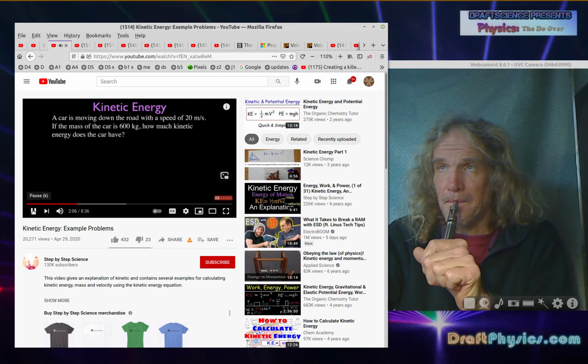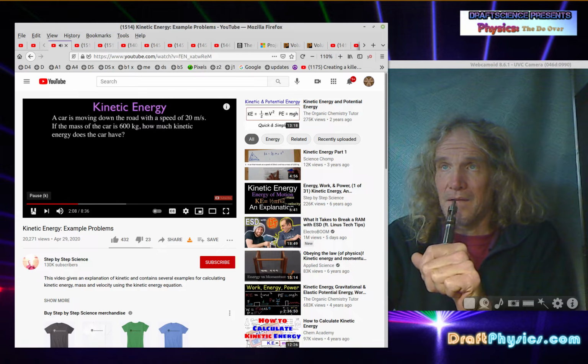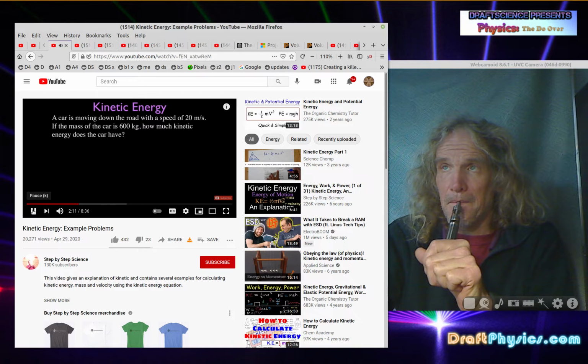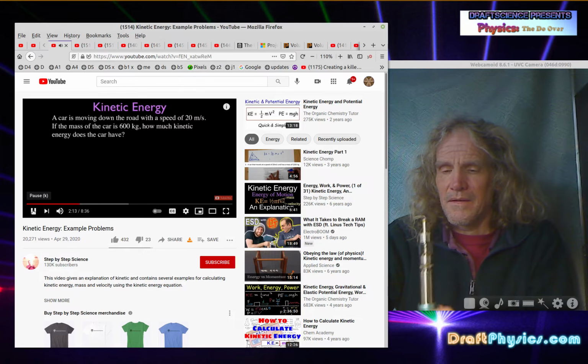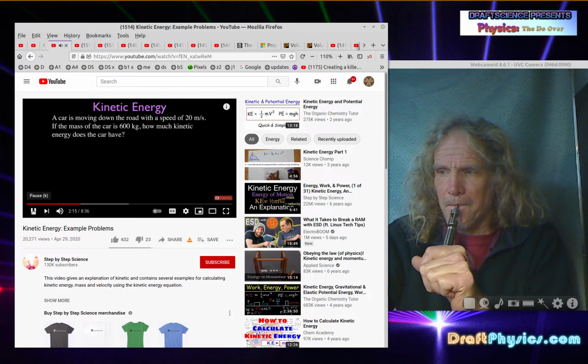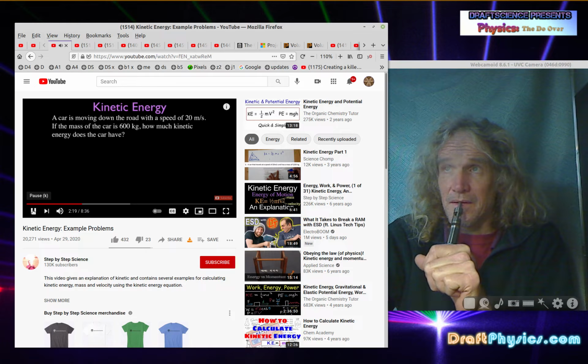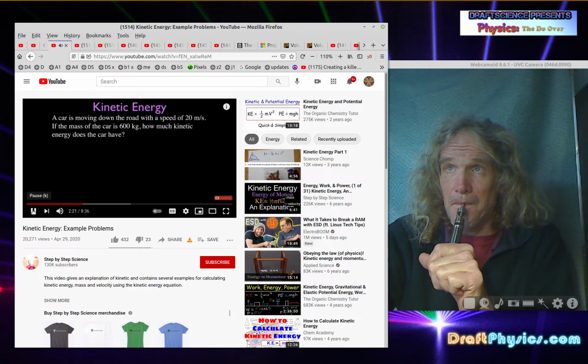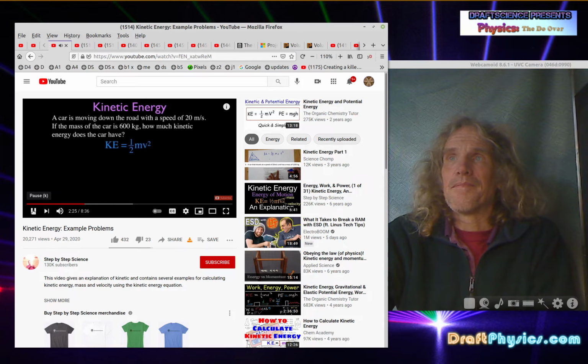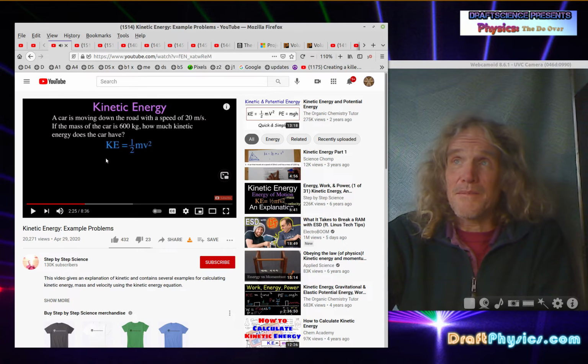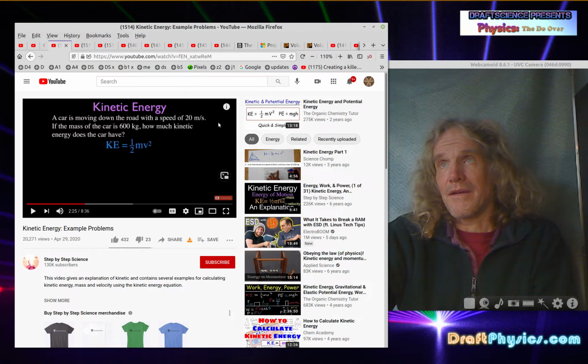Technically speaking, you're supposed to say velocity, but here we go with the speed. And here's one of our examples. A car is moving down the road with a speed of 20 meters per second. If the car, a small car, has a mass of 600 kilograms, how much kinetic energy does the car have? Well, here's our equation. If we just do it, we're going to get 12,000. That's going to be the answer. 12,000. The end.